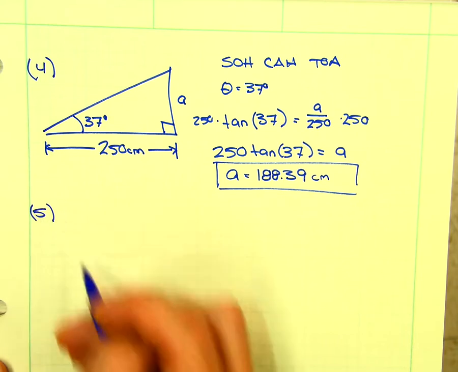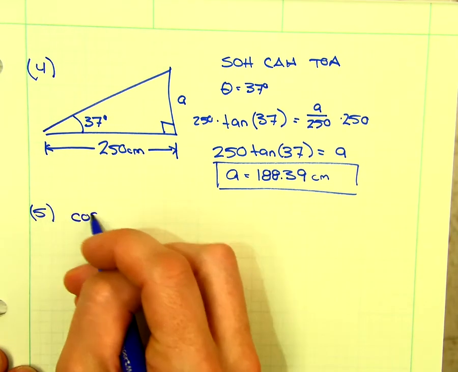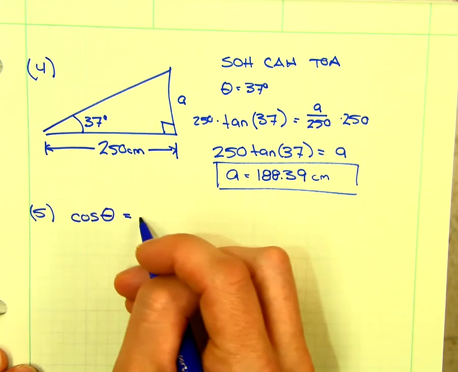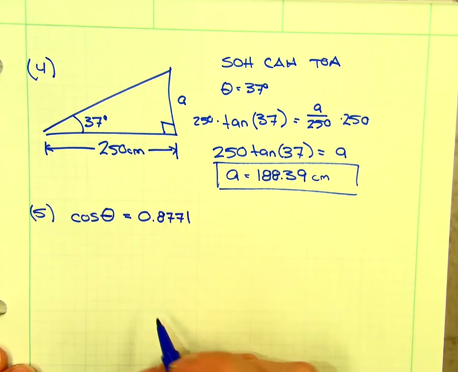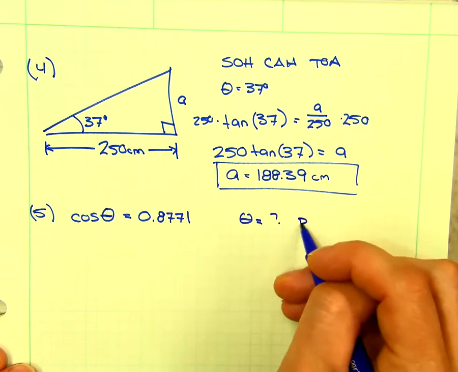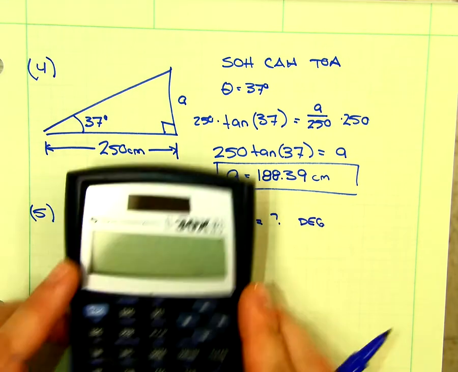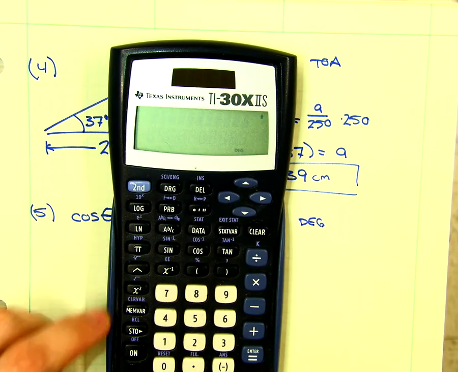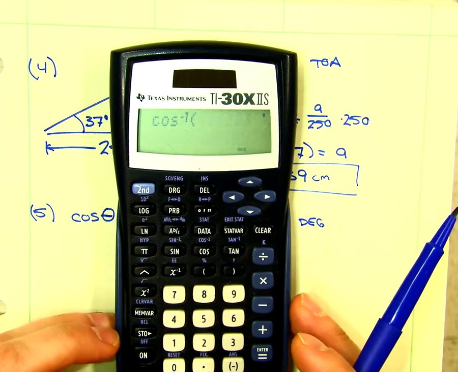Okay, problem number 5. This one is going to be deceptively simple, and it's basically just an exercise in using your calculator. So say I give you the cosine of theta is equal to 0.8771, and I want you to figure out what theta is in degrees. So in order to do this with my calculators, hopefully you guys have this one down. All I need to do, instead of typing the cosine, I use the inverse cosine, or cosine to the -1, or it's also called the arc cosine.